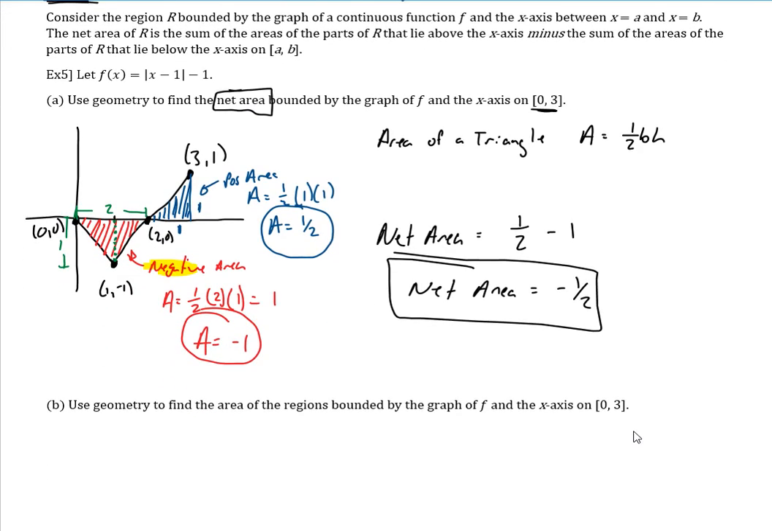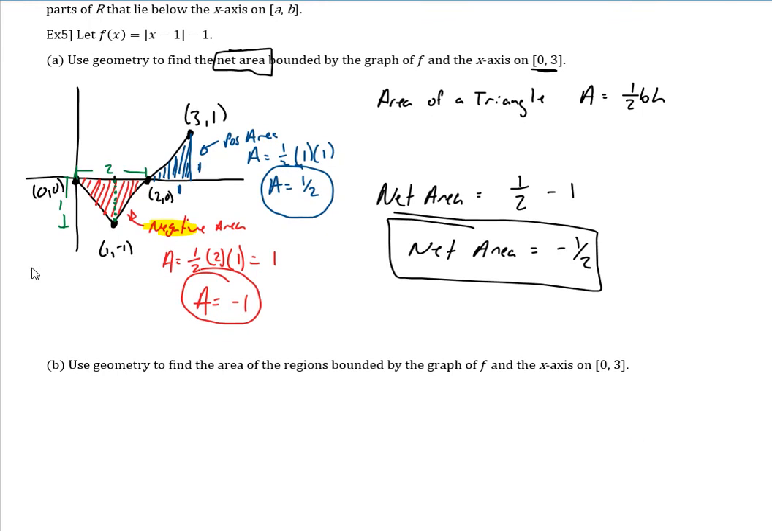Now in letter B, it says use geometry to find just the area. Notice there's no word net in front of it. So area just means consider all of these regions as positive.